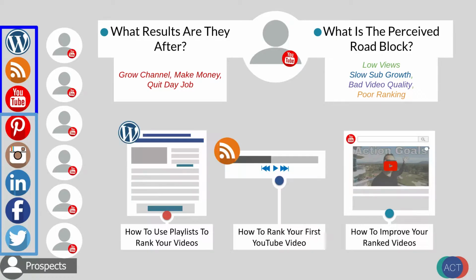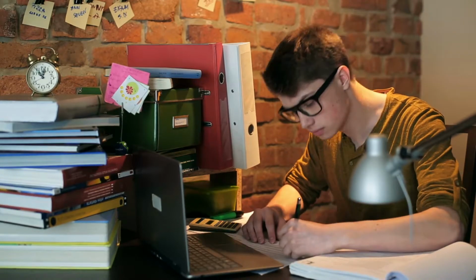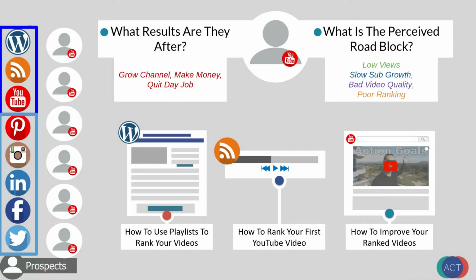So in this particular example, let's say we're going to do a blog post, an audio podcast, and maybe a video. So a blog post example would be how to use playlists to rank your videos. We're making sure that we're showing them how to do something that's going to be helpful and valuable, because content that isn't helpful and valuable isn't going to help with your sales process. That's speaking directly to something that they're struggling with.